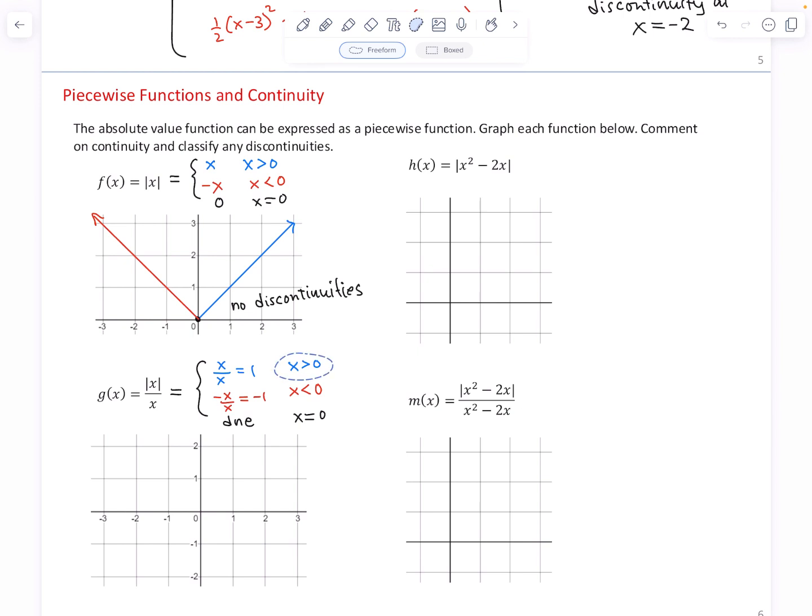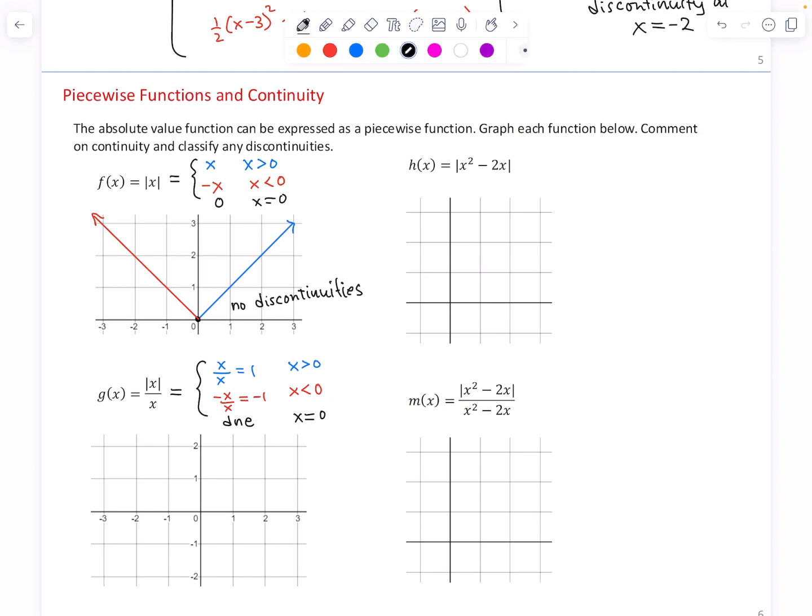Pick any positive x coordinate, like 3. Plug it into this function. We'd get absolute value of 3 over 3. Well, that would just be 3 over 3, which is just 1. Plug in a negative x coordinate, such as negative 5. Plug negative 5 into this function. Absolute value of negative 5 is 5 over a negative 5, and that's going to simplify to negative 1.